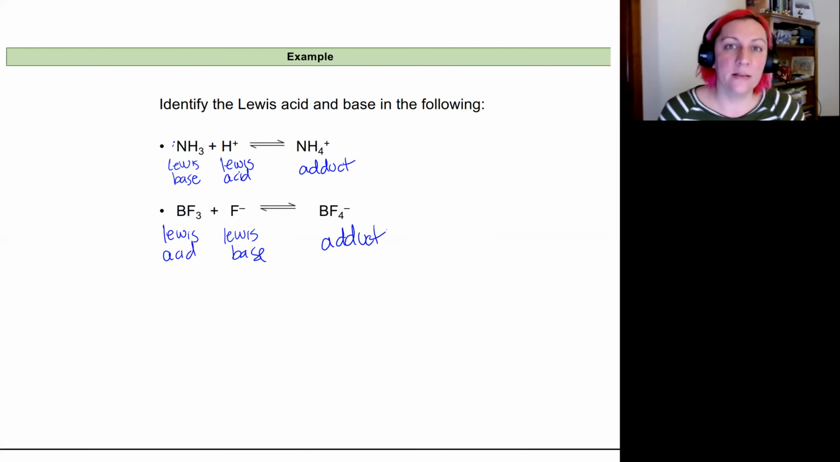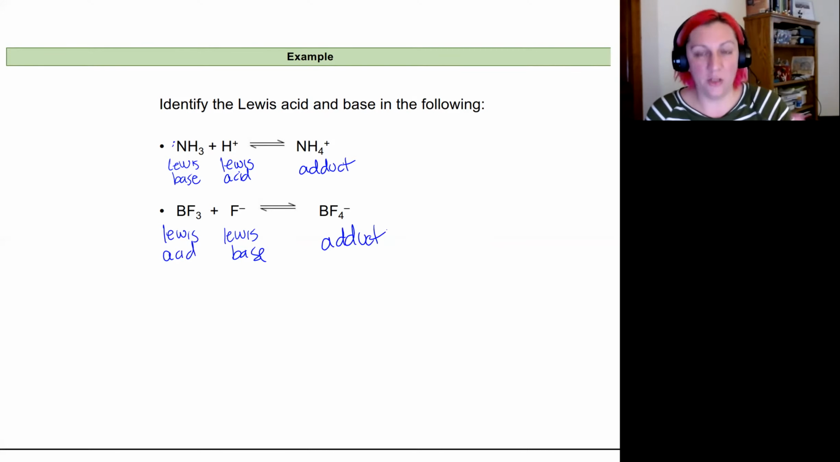And my hope is with Lewis acids and bases that you'll be able to work on identifying which would be the Lewis acid and which would be the Lewis base when I give you an acid-base reaction at this level.